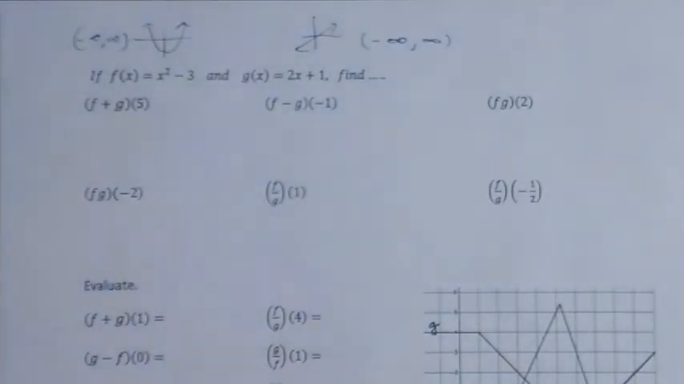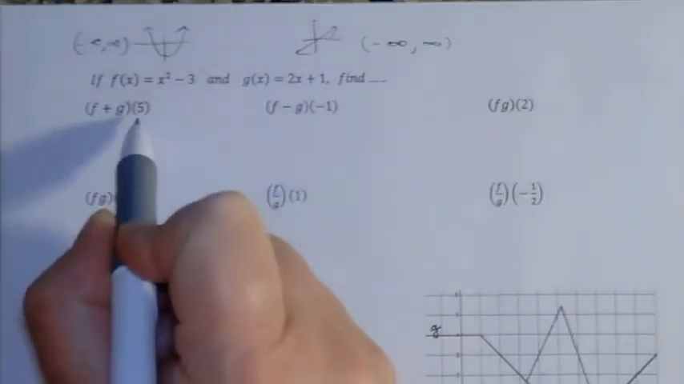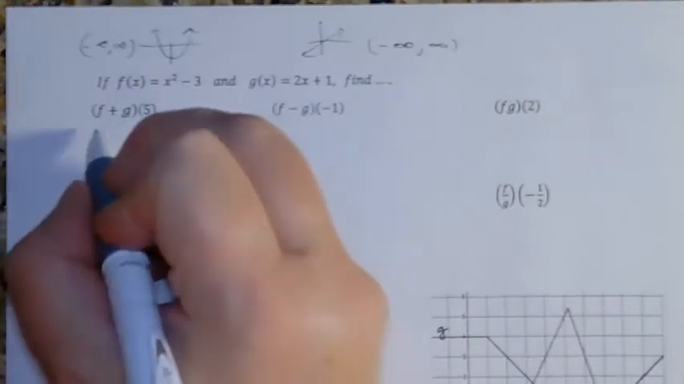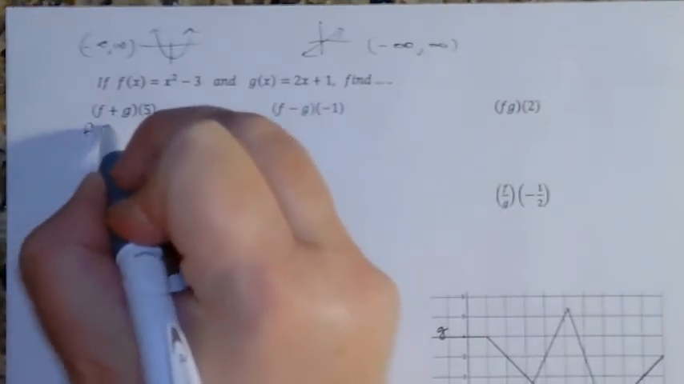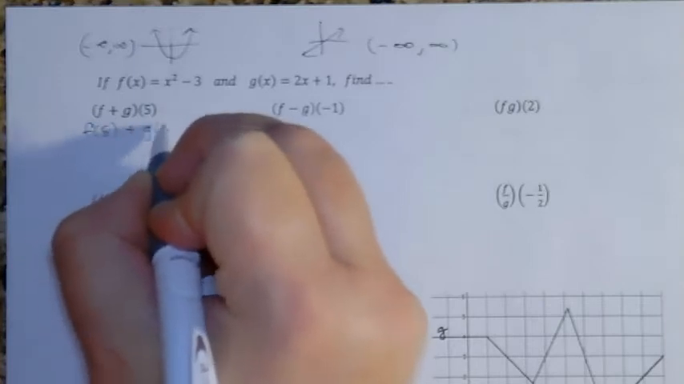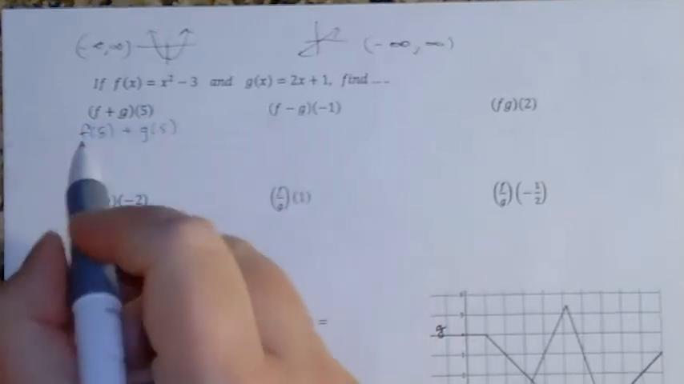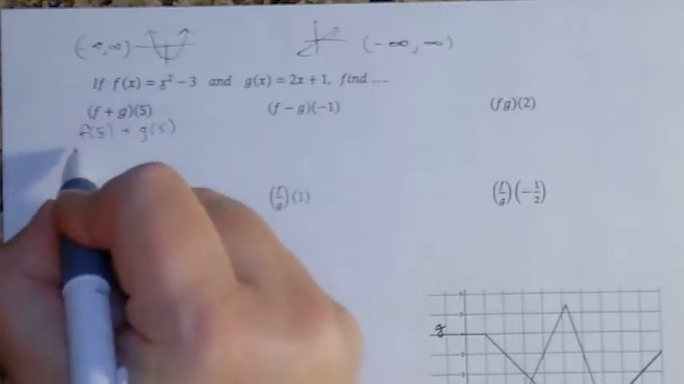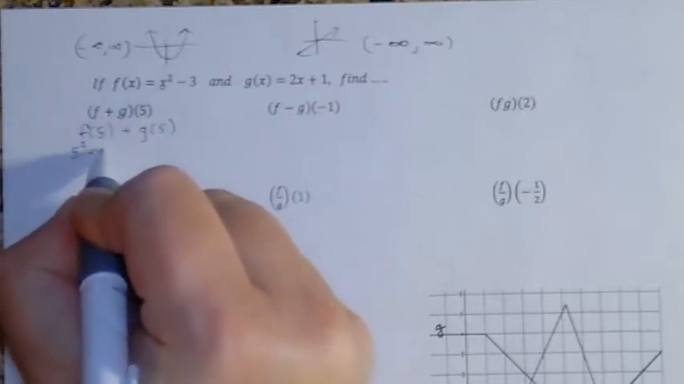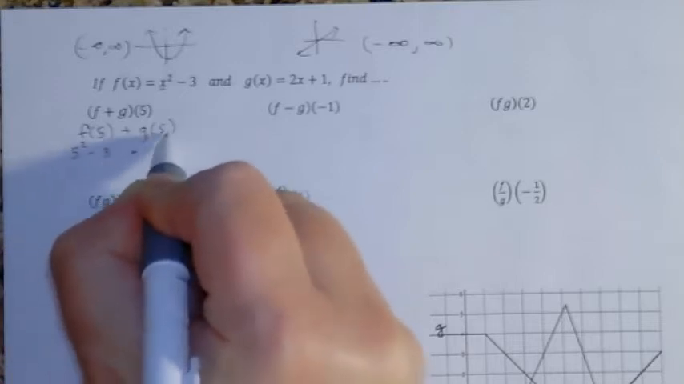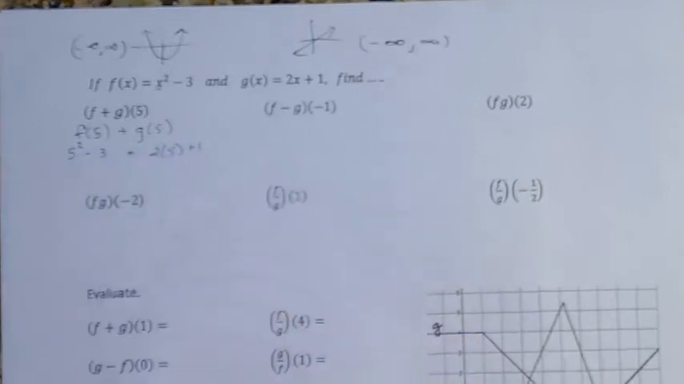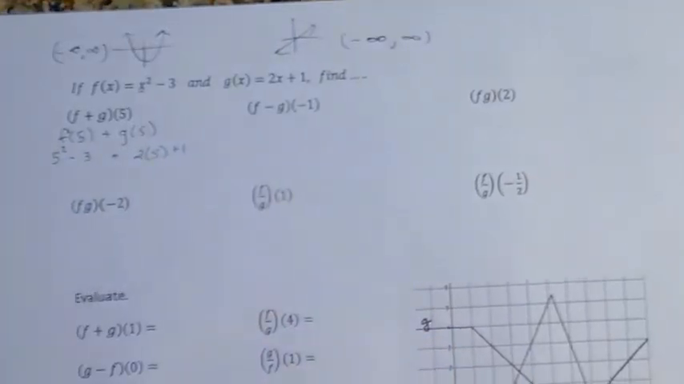I want to add f plus g and evaluate it at the place where the input is 5. So I'm going to have the f function at 5 plus the g function at 5. So let's go find out what the f function would be at 5. So I'm going to put 5 in for x. So I would have 5 squared, subtract 3, and then I'm going to add 2 times 5 plus 1. So I'm putting 5 in for x in both functions.